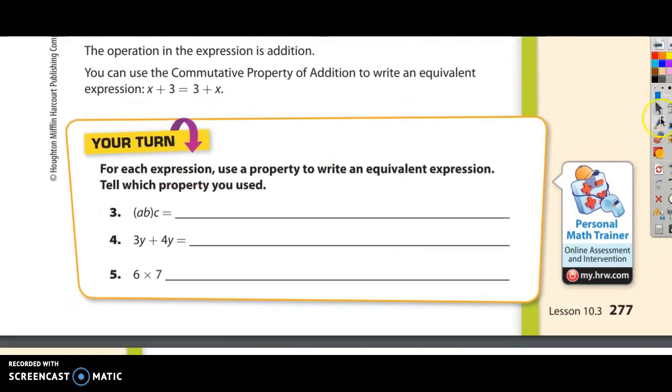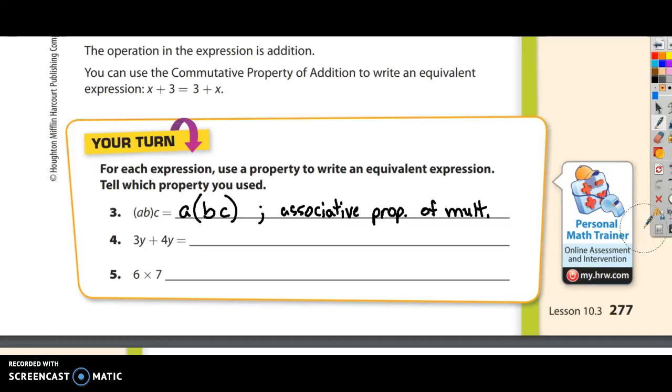So instead of doing A times B in parentheses then times C, what I could actually do here is A times the parentheses B times C. It's all the same numbers, A, B, and C, but I changed the order of the parentheses. It says tell which property. The property is the associative property of multiplication.